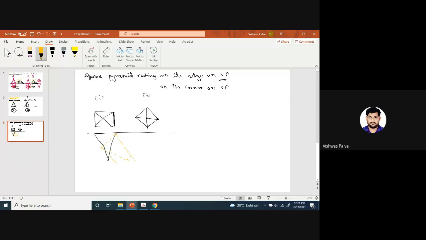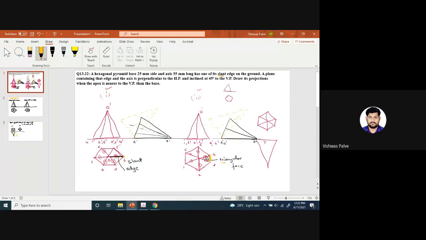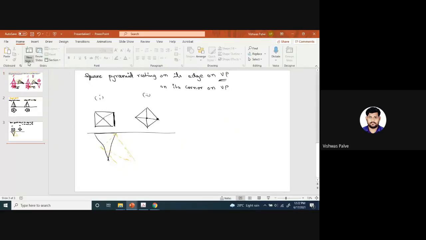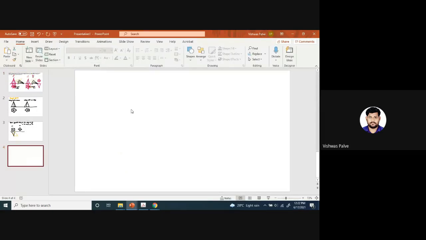So it will be the corner resting condition and this will be the edge resting condition. You have to identify whether it is a corner or edge resting condition, and whether the object is resting in VP or in HP. After that, we have to solve the numerical. I'll again take this numerical: copy, home, new slide, blank, paste.